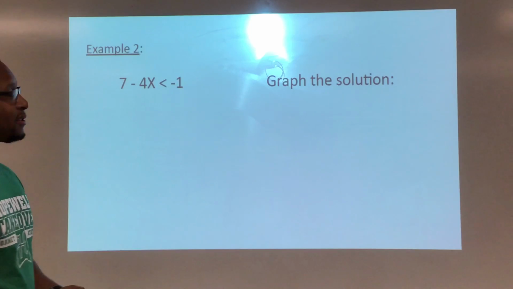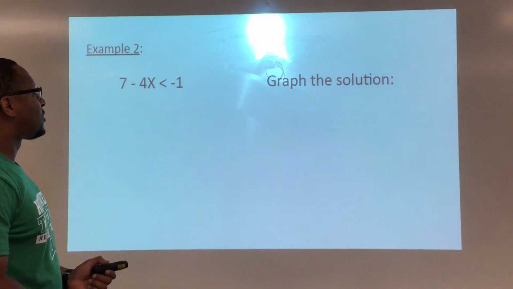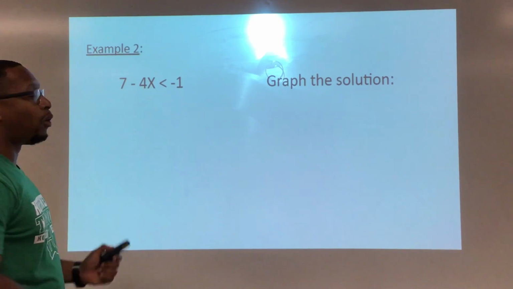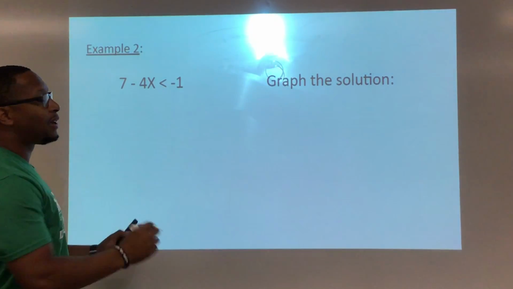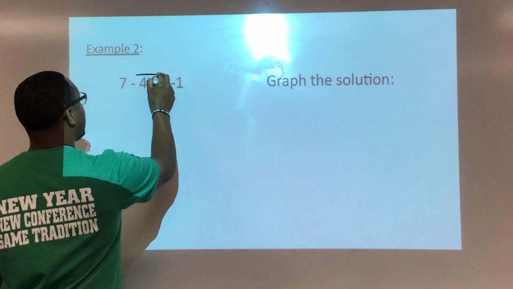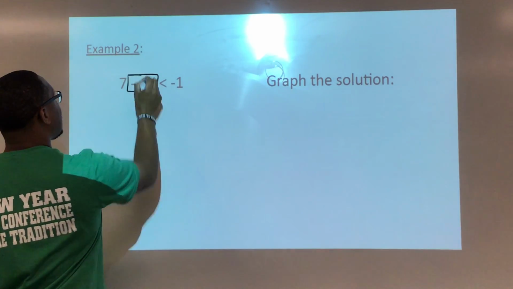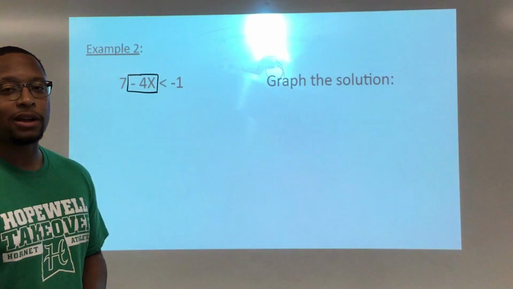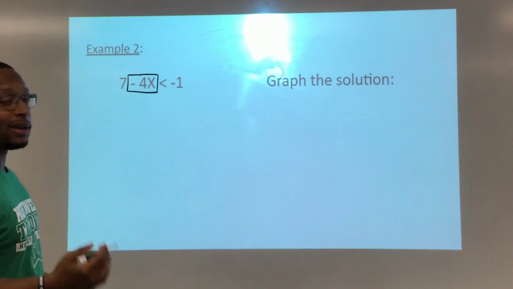Example 2 reads as such: 7 minus 4x is less than negative 1. The first thing that I'm going to do is I'm going to put a box around my variable and also that minus sign that is in front of it. Remember, we treat a minus sign like a negative sign because they function the exact same way.